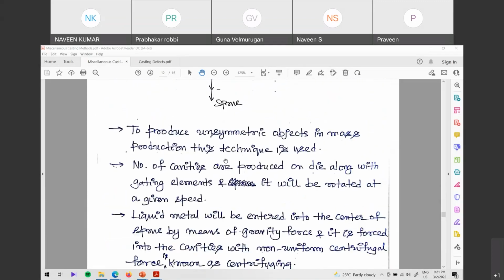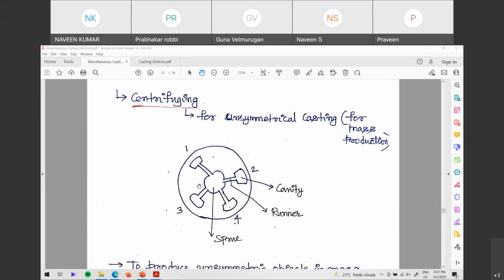So the applications of this: we can use this kind of system to make wax patterns as well. This complete central system, you can pour wax into all of it. If you pour wax into this, it will form a wax pattern tree, right? This wax pattern tree you can take and dip into slurry, and then you can form the investment casting. So you can use centrifuging for making the wax pattern as well.